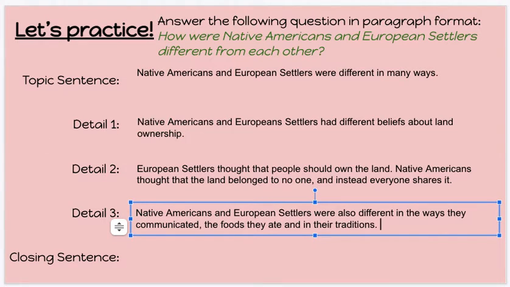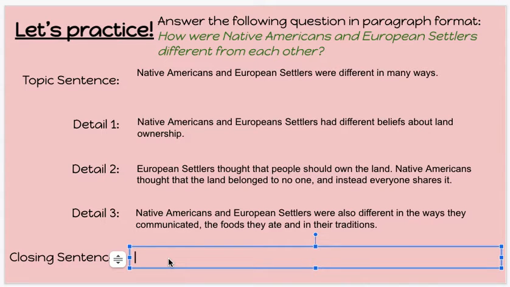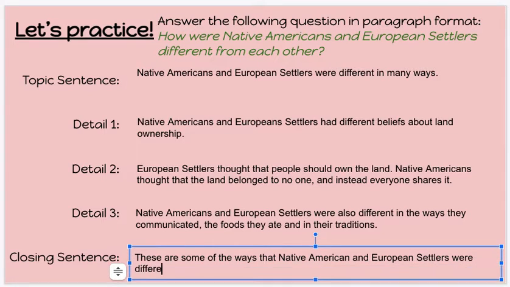Now that I have my 3 supporting details, this is kind of the bulk of my paragraph, I need to come up with a closing sentence that restates the main idea or kind of wraps everything up. So I might say something like, these are some of the ways that Native Americans and European settlers were different from each other.